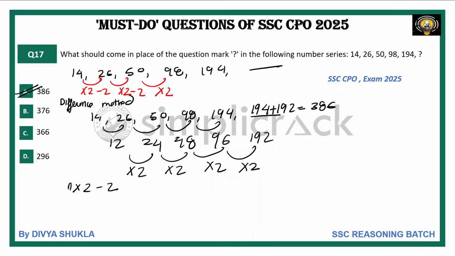50 multiplied by 2 is 100, 100 minus 2 is 98. 98 multiplied by 2 is 196, 196 minus 2 is 194. Similarly, multiplied by 2 minus 2, 194 multiplied by 2 is 388, and 388 minus 2 is 386. Option A is the correct answer for this question, and I have shown you two methods to solve it. I hope this is clear. Let's see the next one.